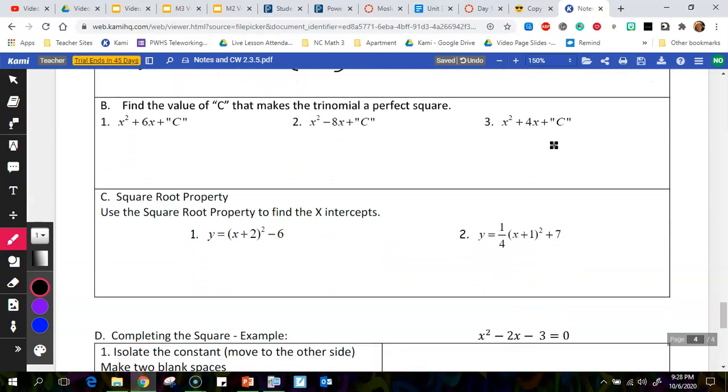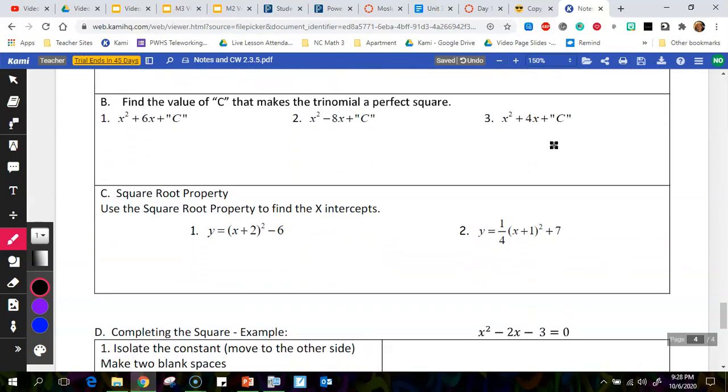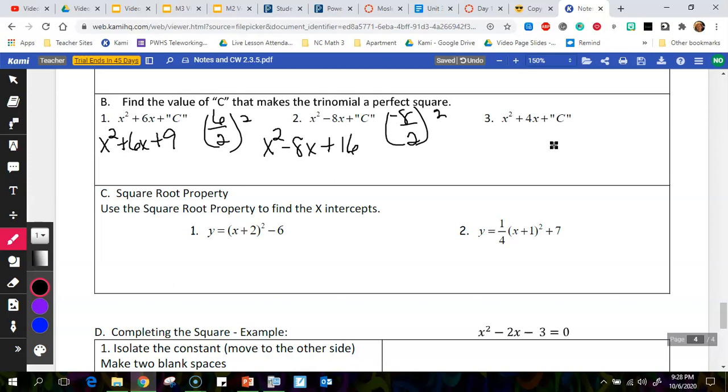Okay, so look at part B. What do I need to make C to make it a perfect square trinomial? So I take the 6, divide it by 2, and then square that number. So 6 divided by 2 is 3, squared is 9. So x squared plus 6x plus 9. Remember, we did this last week, so I'm not going to spend a lot of time on this. -8 divided by 2, and then square that. That's -4 squared, that's 16. X squared minus 8x plus 16.